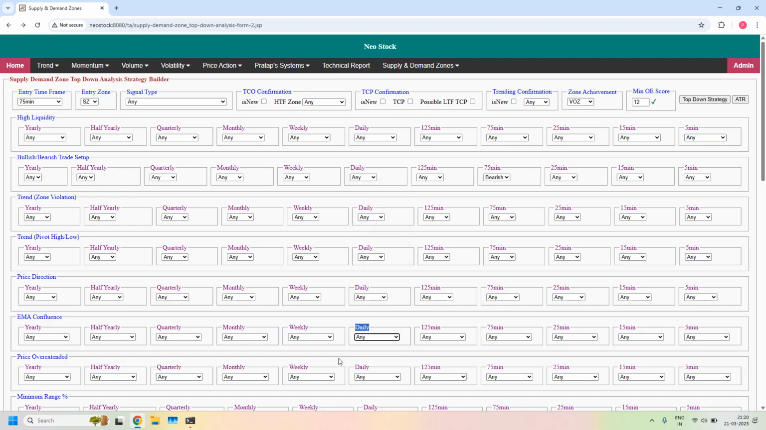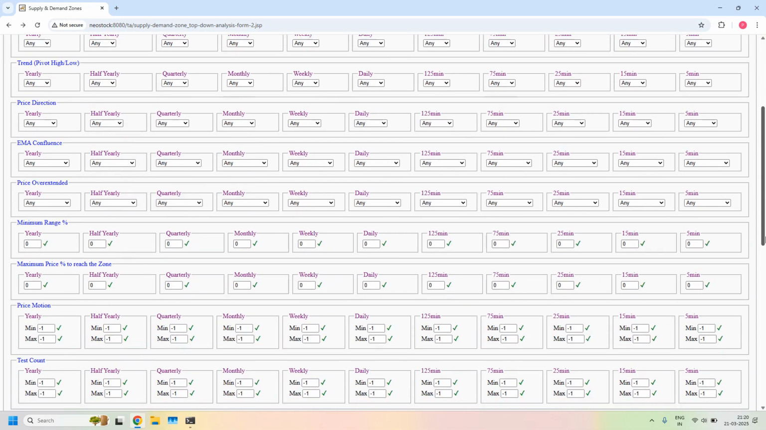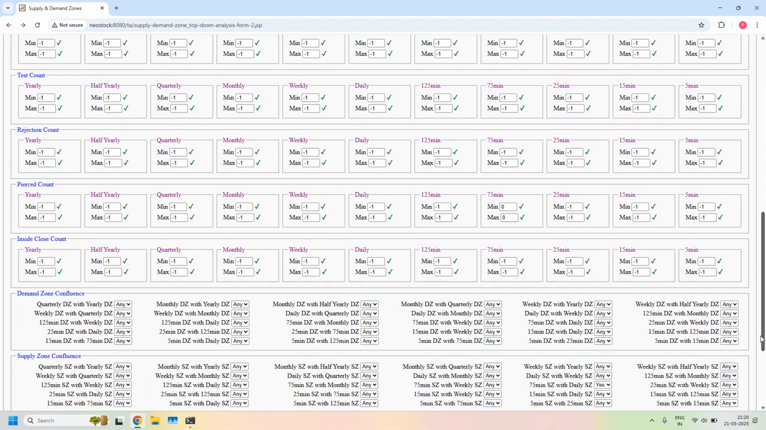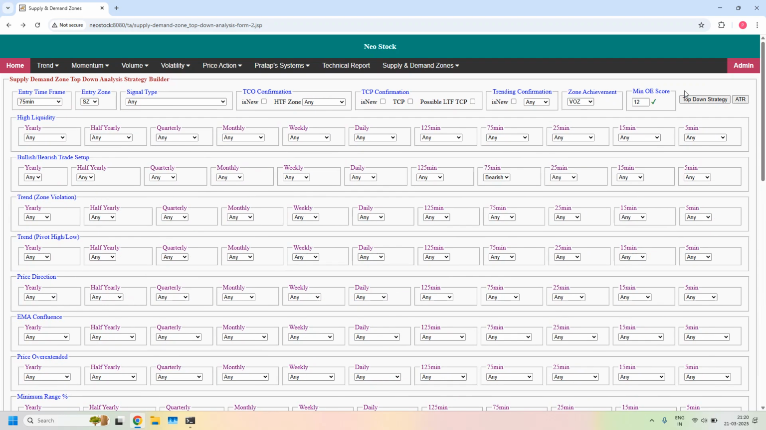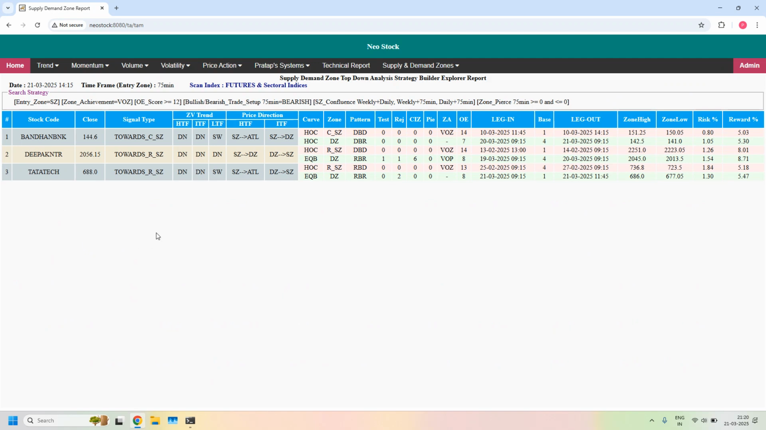Out of those 3, I am removing the EMA filter. In the supply zone confluence, 3 filters we have to set. First filter is already enabled, 75 with daily supply zone confluence. Next, 75 minute supply zone with weekly supply zone confluence. Daily supply zone with weekly supply zone confluence. With all the 3 filters enabled, we got all the 3 stocks. That means these 75 minute supply zones are overlapped with the daily supply zone. Now again, both together are overlapped with the weekly supply zone.